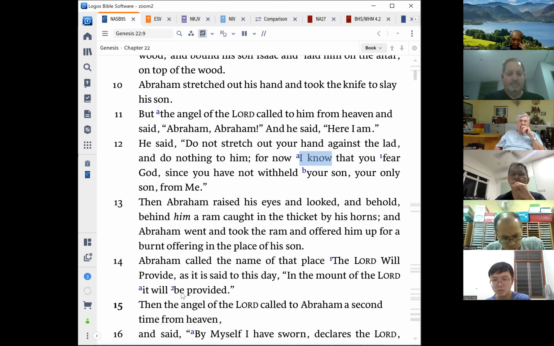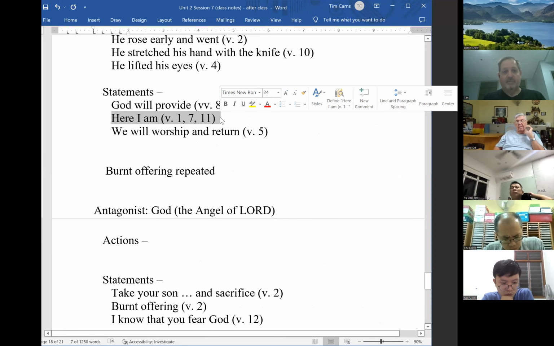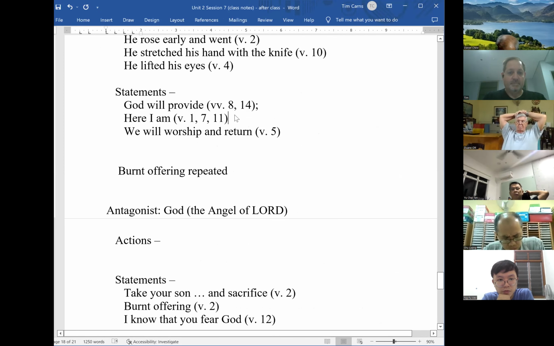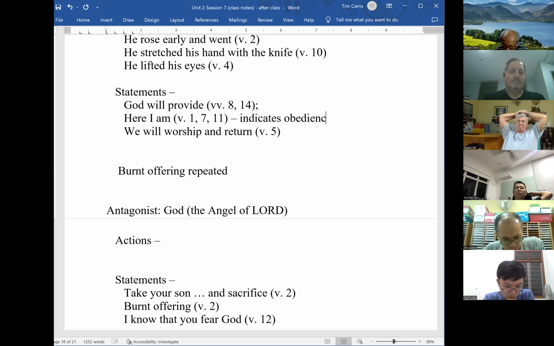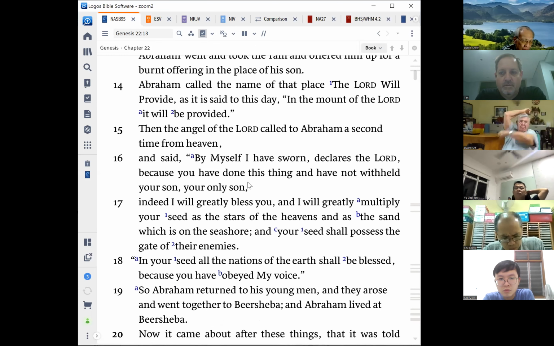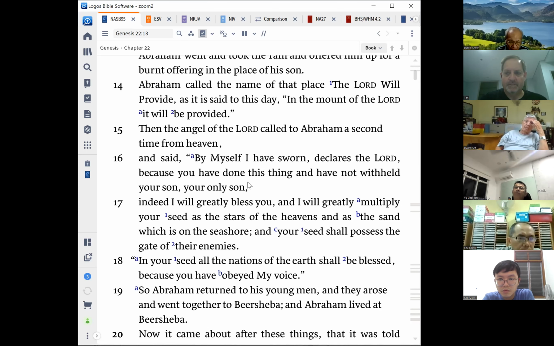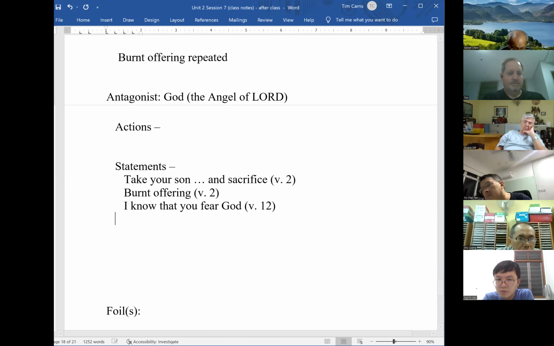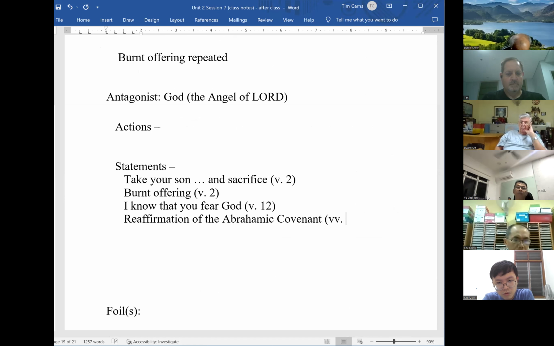Yeah, and I think putting that in, as we did with the important comments from Abraham, certainly indicates that in verse 11. I mean, really, verses 16 to 18, that whole statement there, the reaffirmation of the Abrahamic covenant, right? That is a significant statement by the Lord, isn't it? I would include that. I just put it here.